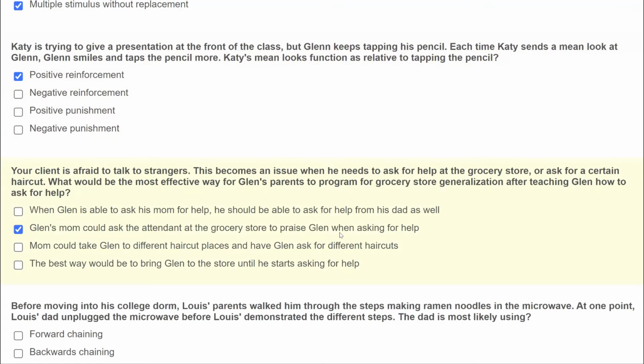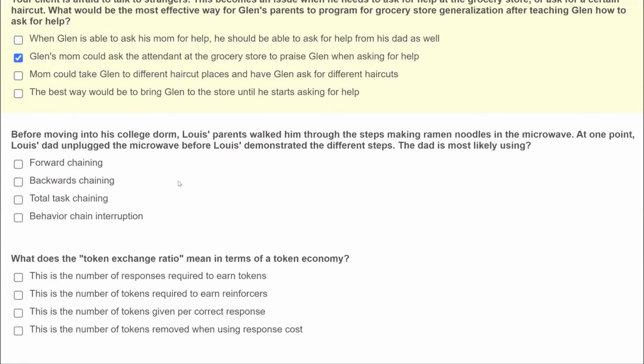Before moving into his college dorm, Lewis's parents walked him through the steps to making ramen noodles in the microwave. At one point, Lewis's dad unplugged the microwave before Lewis demonstrated the different steps. The dad is most likely using what? Kind of an ambiguous question. So we're looking at a chaining question.